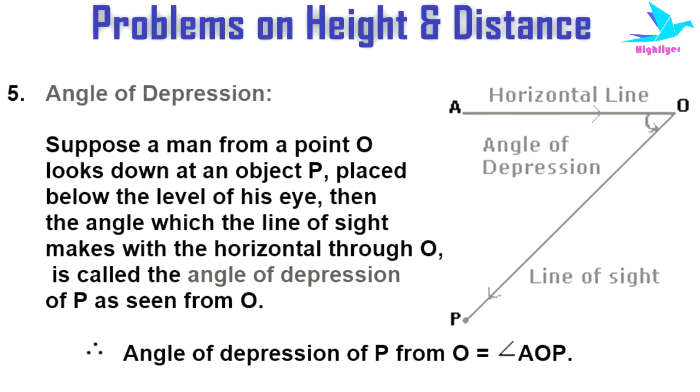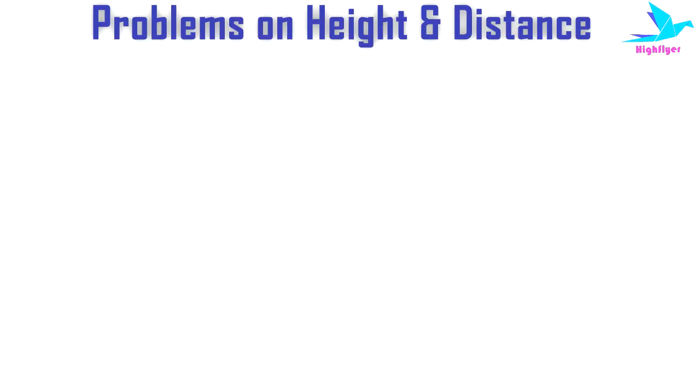Then we'll understand angle of depression. Suppose a man from a point O looks down at an object P, placed below the level of his eyes. Then the angle which the line of sight makes with the horizon O is called the angle of depression of P as seen from O. So the angle of depression in this figure is AOP. Now let's see some examples.